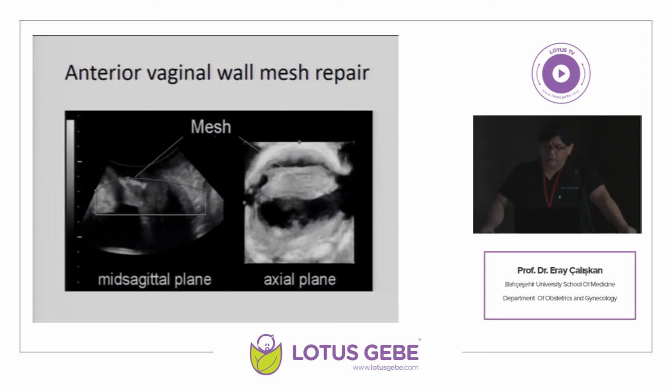In pelvic organ prolapse, we placed bigger meshes. Now we have lighter and better meshes, but at that time we had these meshes. You see the mesh here. It was supposed to be placed below the bladder, but it's somewhere in the mid-urethra and the bladder. It might be a total mesh.